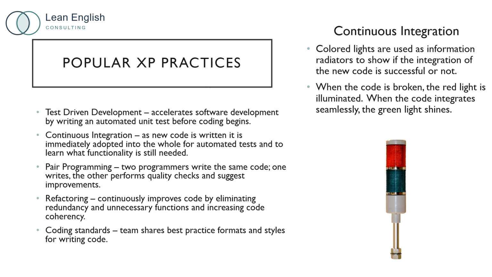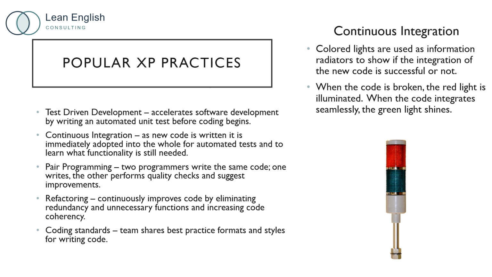We talked a little bit about test-driven development already and how it accelerates software development by writing an automated unit test before coding begins. This way, developers can write the code with the test in mind. Continuous integration: as new code is written, it is immediately adopted into the whole for automated tests and to learn what functionality is still needed.